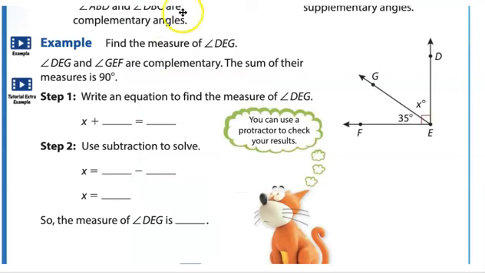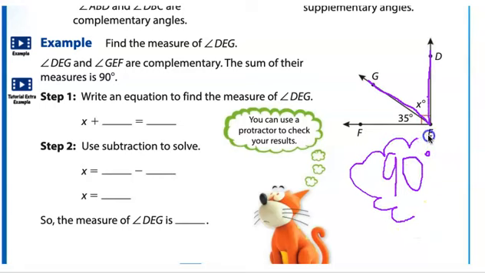So this one says, find the measure of DEG. So we see here, they're looking for DEG. All right, so we're looking for this angle here. We know we have one that equals 35, and this one is unknown. We can tell here that this is a right angle, so we know they must add up to 90 degrees. So I'm going to put that in a little bubble so I remember.